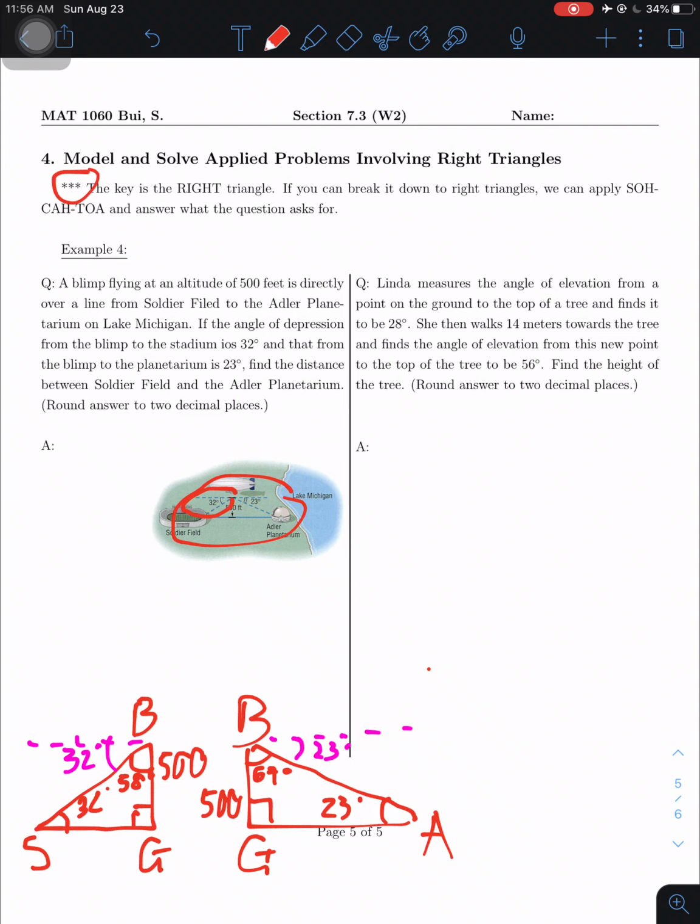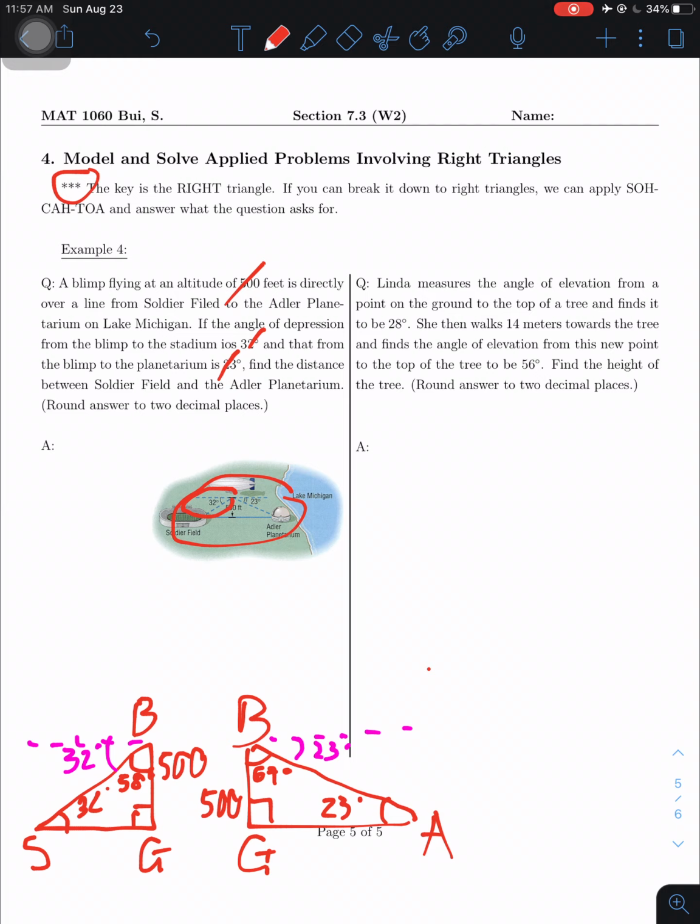That's great. So now we got this down ready. The 500 we got labeled down, the 32 we got down, the 23 we got down. And now the question is, find the distance between the Soldier Field and the Adler Planetarium.